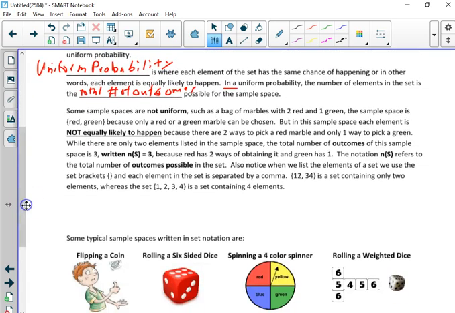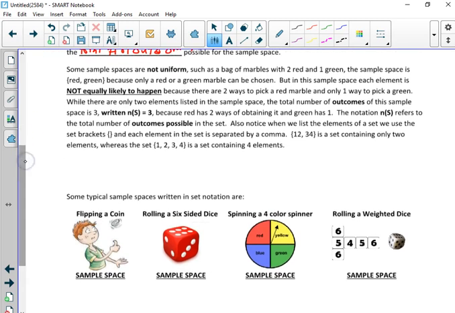Okay, so like I just said, some are not uniform. I just gave some examples of that. You don't have as much chance of getting a green as you do a red, because there's more red than green. Now, while there are only 2 elements listed in the sample space, red or green, the number of outcomes is 3. Because red has 2 and green has 1. So there's 2 things in the sample space, but the number of outcomes is 3. The notation n(S), right here, refers to the total number of outcomes possible in the set.